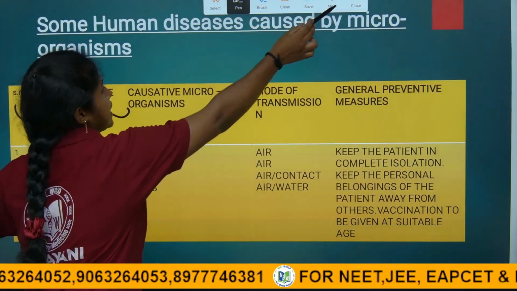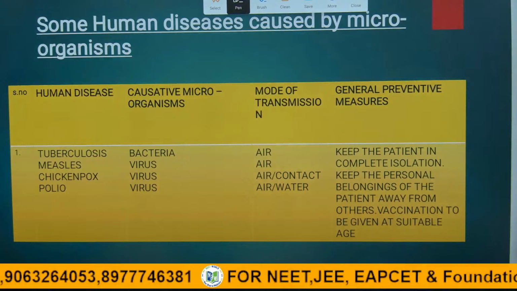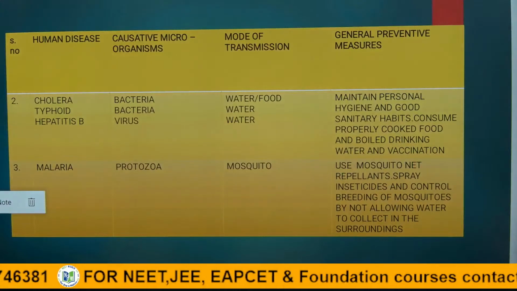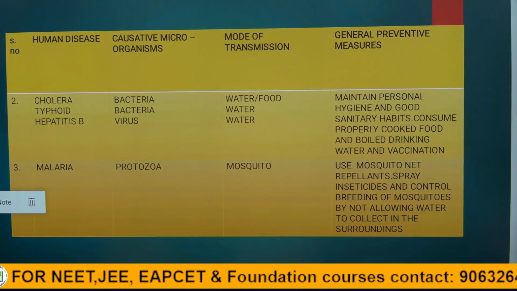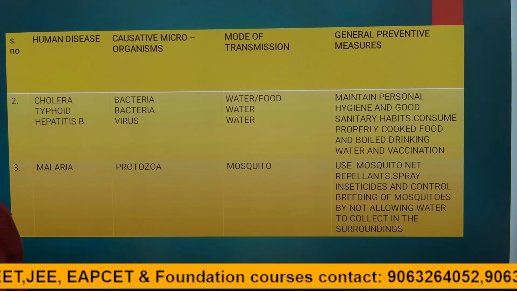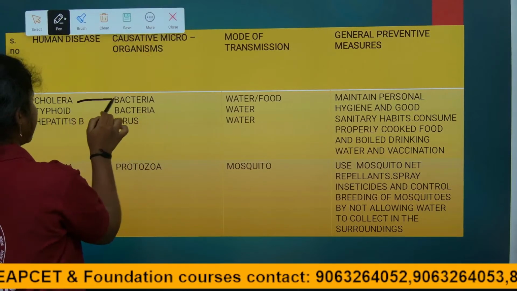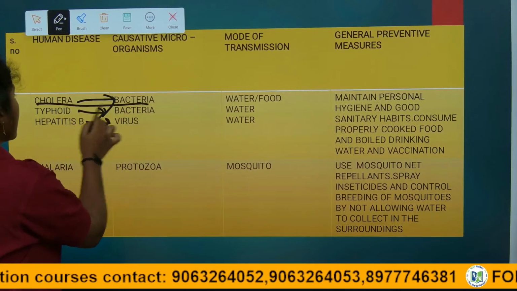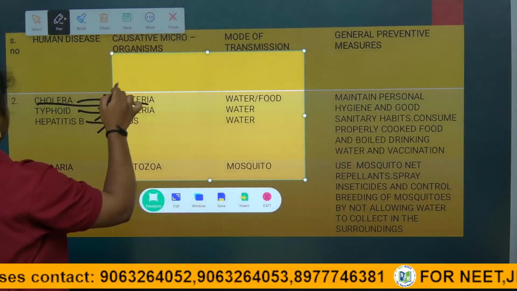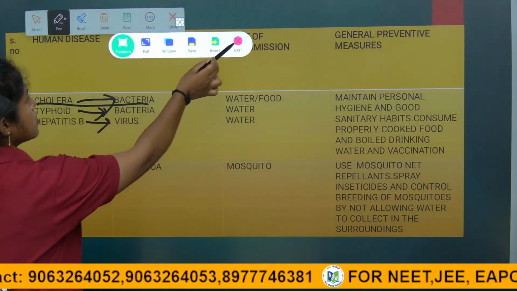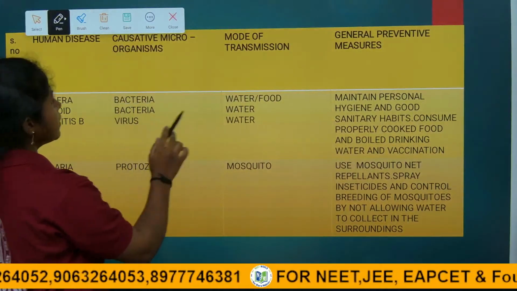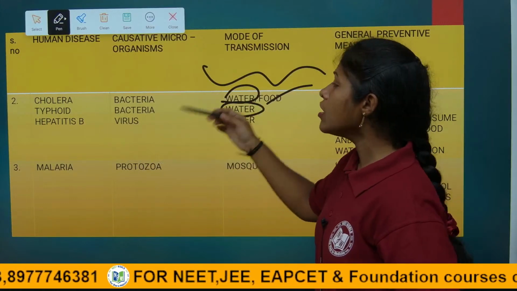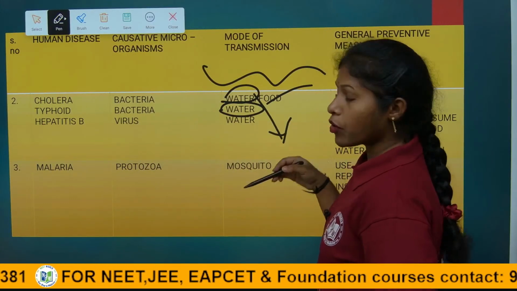Here are some more diseases, children. Cholera: the causative organism is bacteria, and typhoid is bacteria, and hepatitis B is virus. For cholera and typhoid, the main mode of transmission is water.